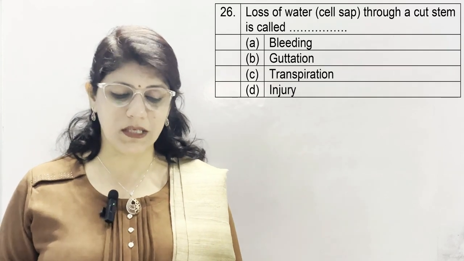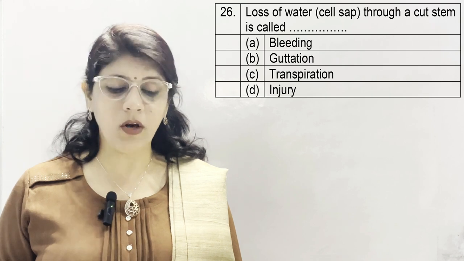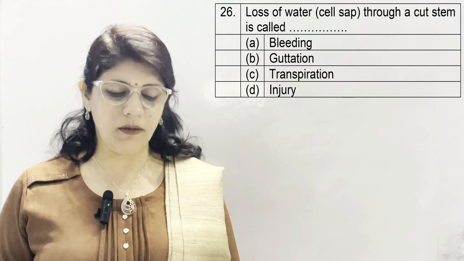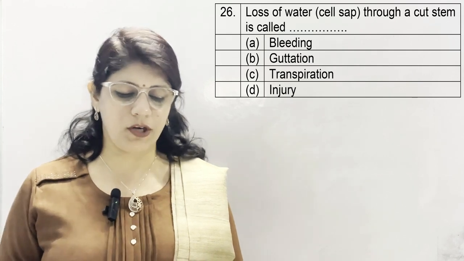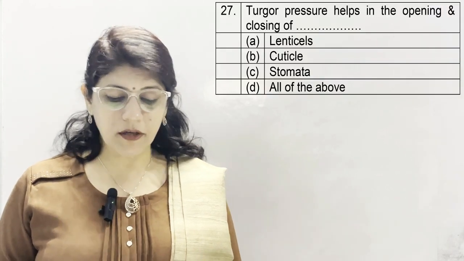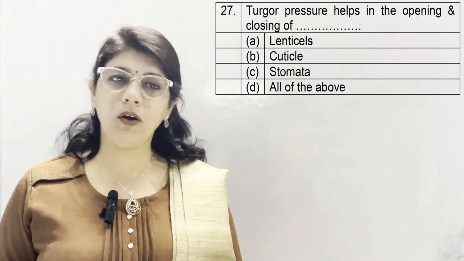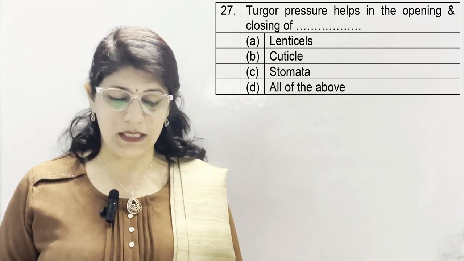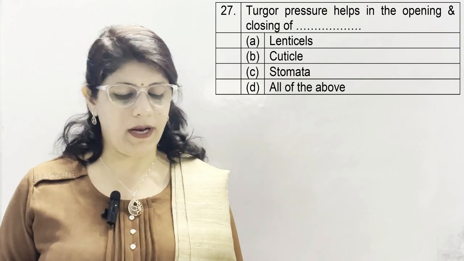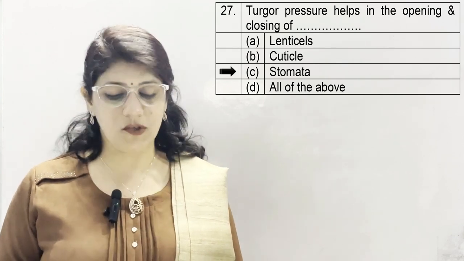In question number 26, loss of water or cell sap through a cut stem is called: A, bleeding; B, guttation; C, transpiration; and D, injury. The correct option is A, which is bleeding. Question number 27. Turgor pressure helps in the opening and closing of: A, lenticels; B, cuticle; C, stomata; and D, all of the above. The correct option is C, which is stomata.